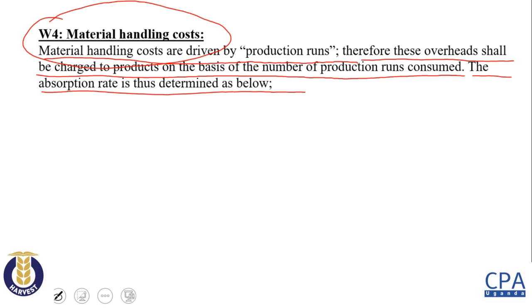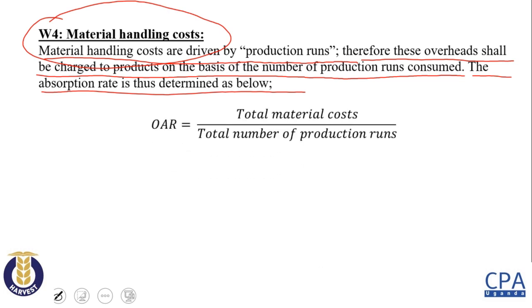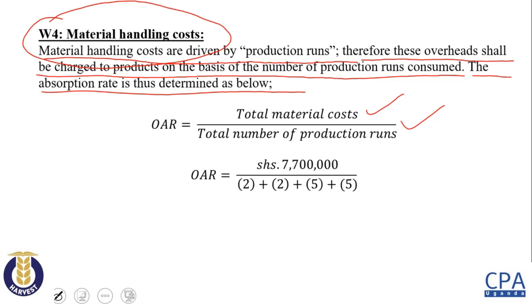Try, just go ahead of me. That formula should be the one you're using right now. Overhead absorption rate: total material handling costs divided by the number of production runs. You should be ahead of me. The total material handling costs are 7.7, and I advise you to pause this video and run the solution after, to test whether what you're getting is the same as what I have here.